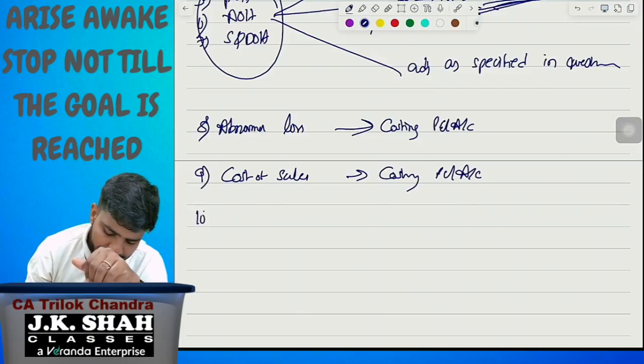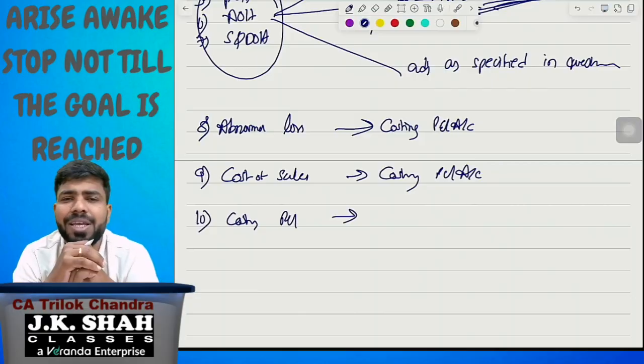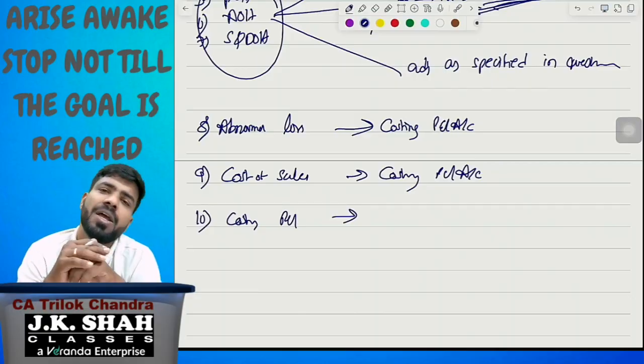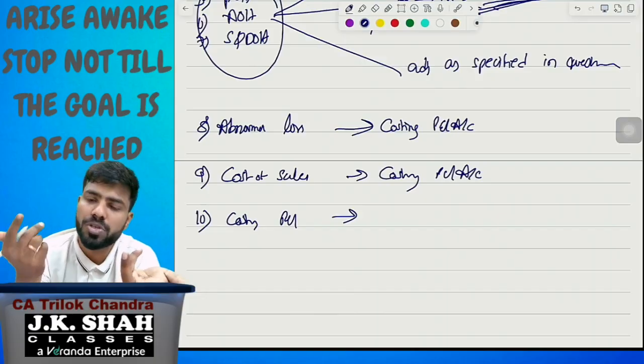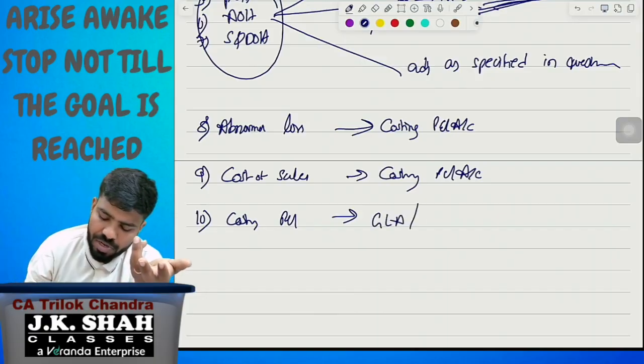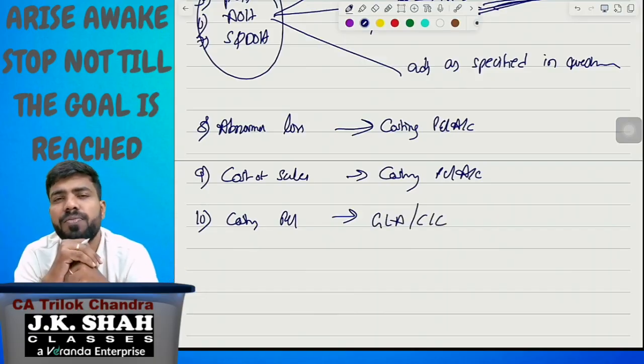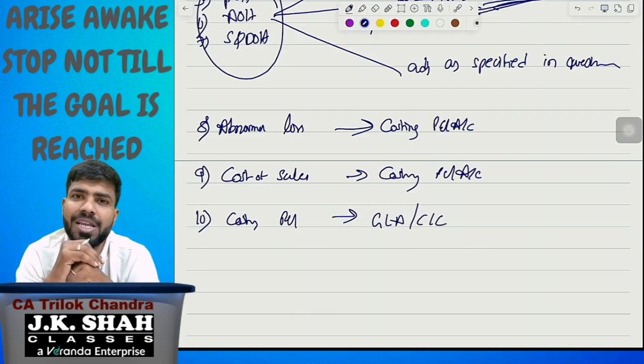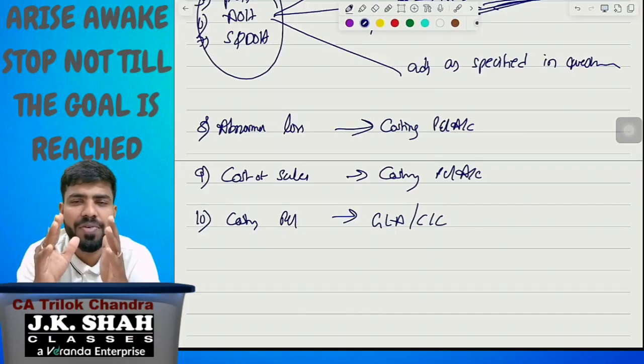At last, number 10, costing P&L account. Normally the profit and loss account balance, net profit or net loss, will be taken to the balance sheet, but we don't have the balance sheet in the cost books, so we will be transferring it to the GLA account or CLC account. Do you understand the concept, or why we are transferring like this?